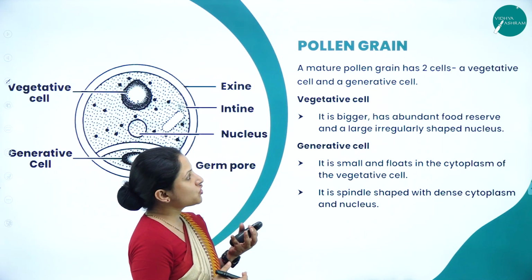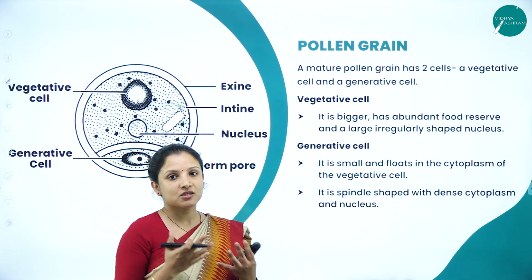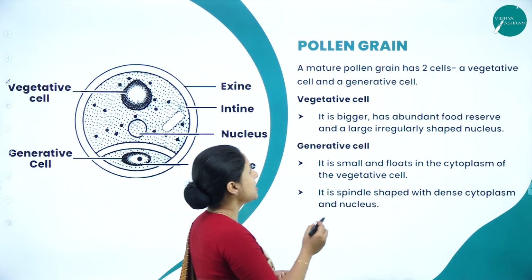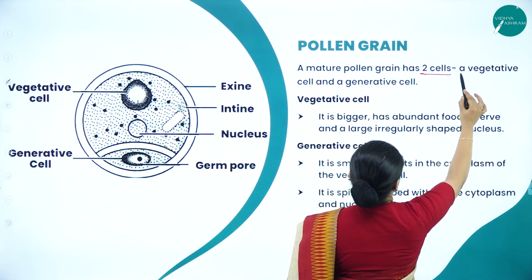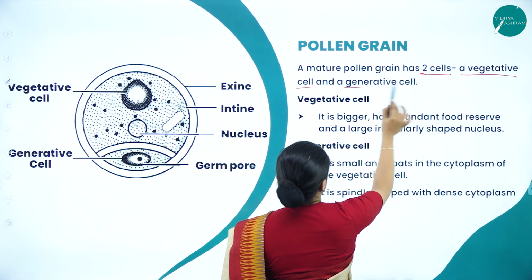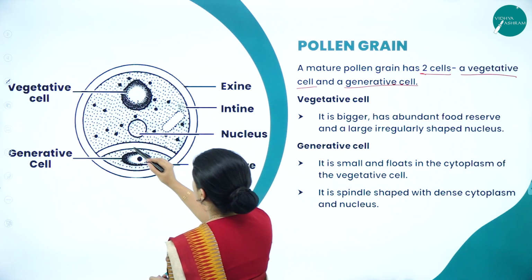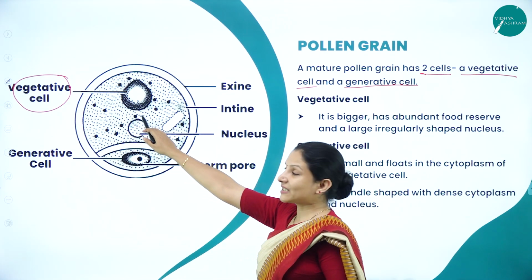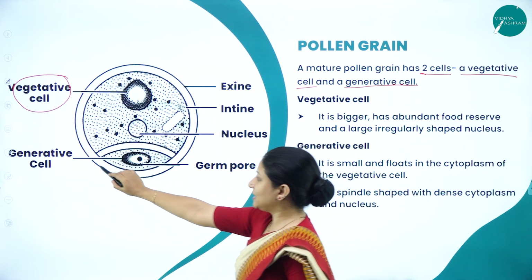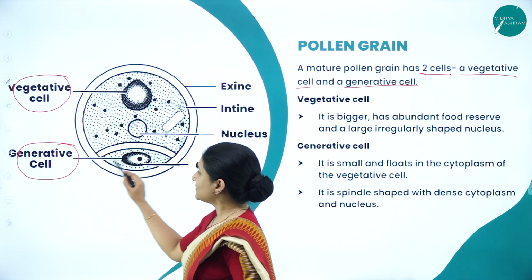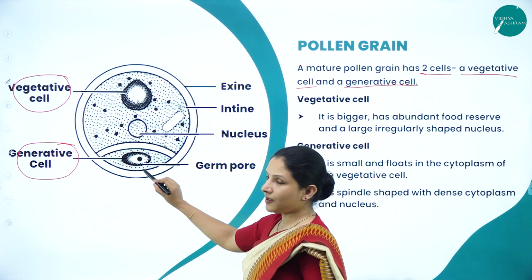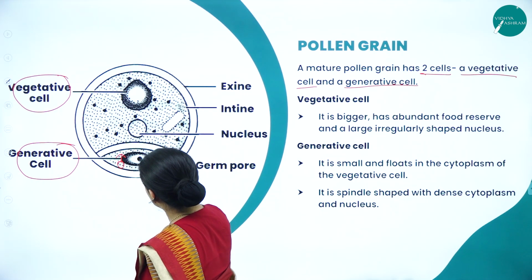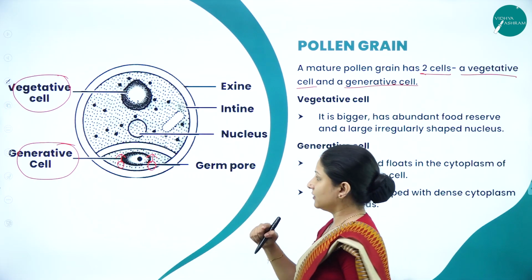Moving further, if we take a section of a mature pollen grain and look at what is inside, it has two cells. One is a vegetative cell and the other a generative cell. You can see here, this is the vegetative cell. The vegetative cell is comparatively larger than the generative cell. And it is in the generative cell that the two male gametes will be present. So where will the male gametes be present? In the generative cell. Okay.